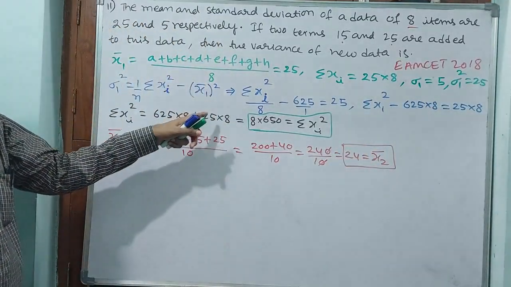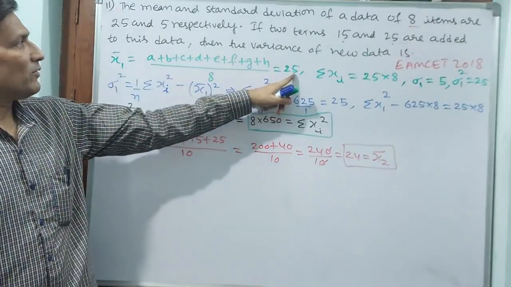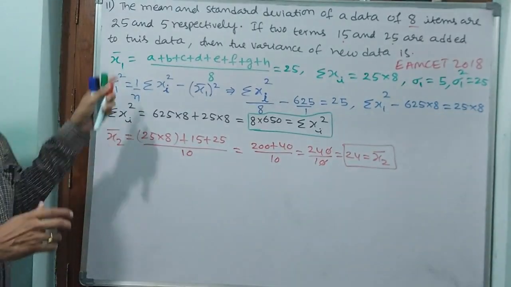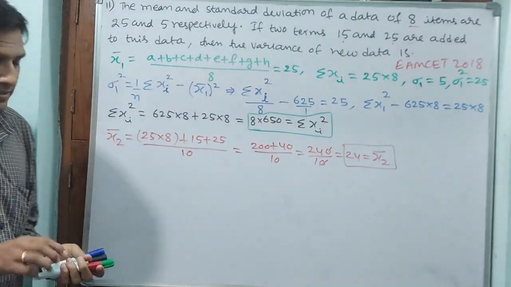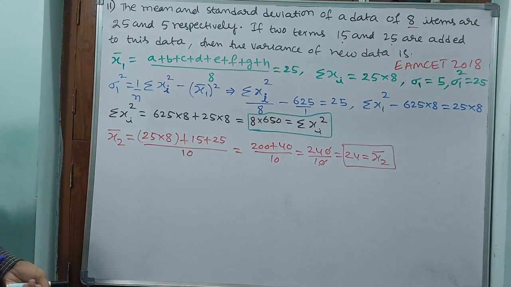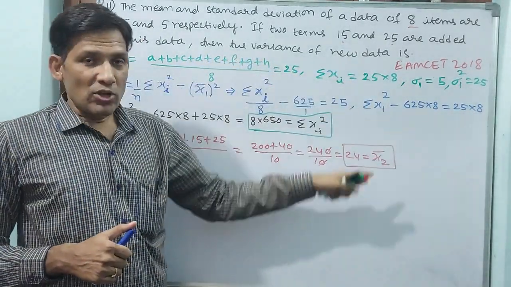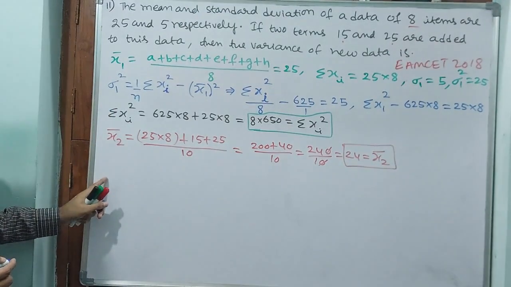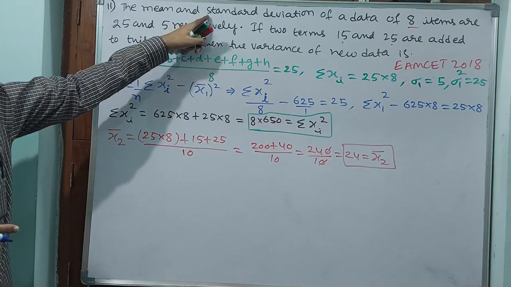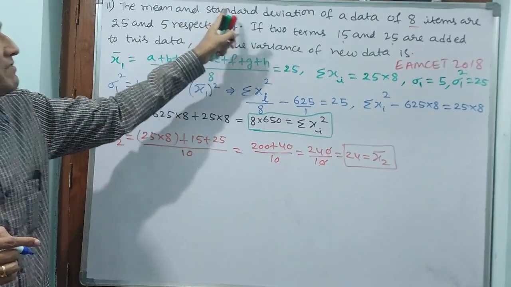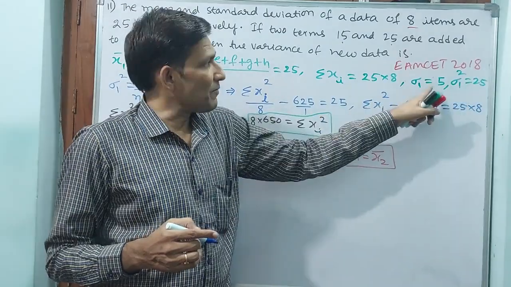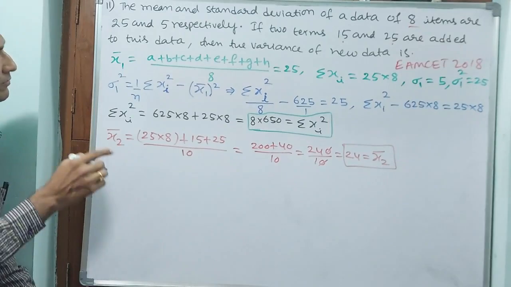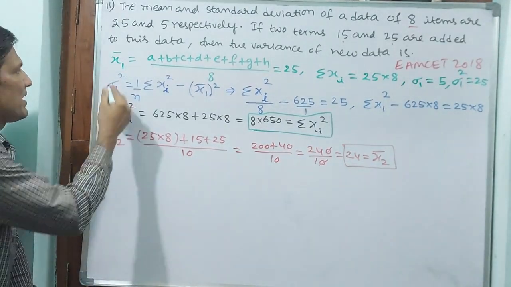See, x1 bar was 25. They have given. x2 bar you have found 24. Okay. Now reduce your, earlier 25 was there, 24 has come. Okay, now go back what they are asking. What is the variance of new data? Now earlier sigma 1 square is there. Now sigma 2 square you have to find. See, they have not given variance, they have given standard deviation but asking variance. The standard deviation we have converted into variance after squaring. Okay. Now variance only they are asking again. Okay. Now sigma 2 square I am writing. This is sigma 2 square.